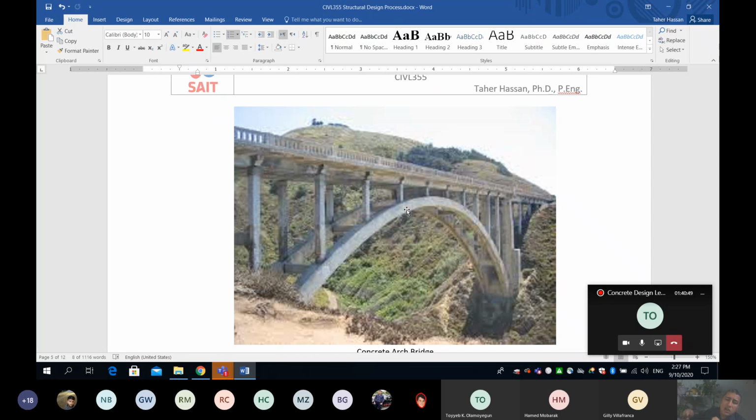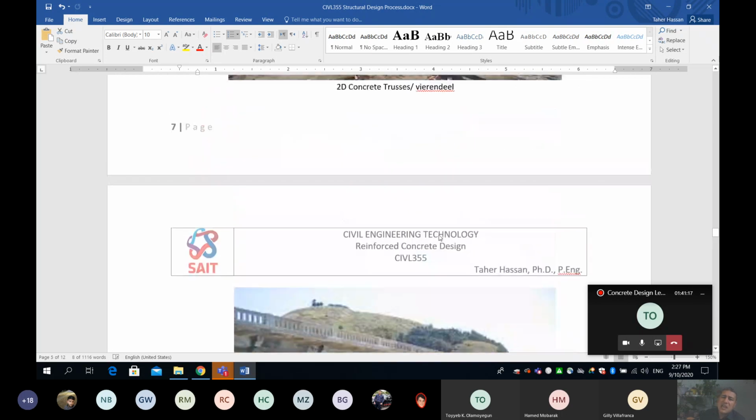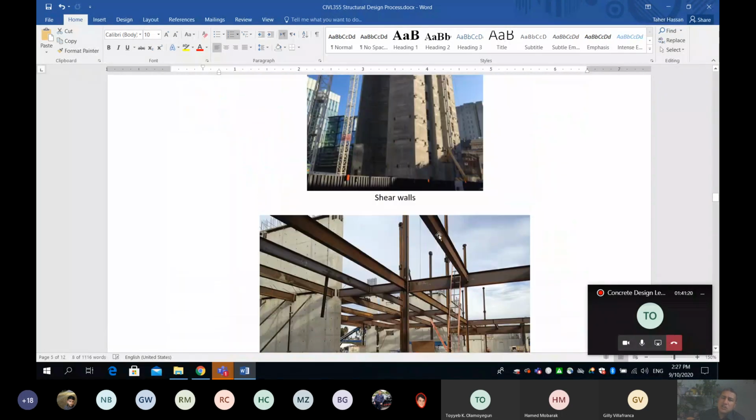If you load the member, then you get bending moment. But if you load the truss only on the nodes, then you get only internal forces like axial compression and tension. The arch is the same. When you load the arch, all the forces are in compression, no bending moment. And actually, most of our materials love compression. If you have some bending, then it creates a problem. So that's why the arch is very efficient and it can span very long distances. I think that's what I wanted to say about the structural system.